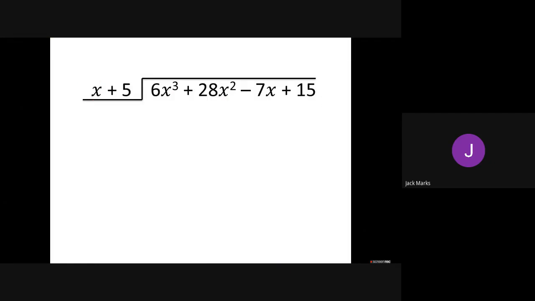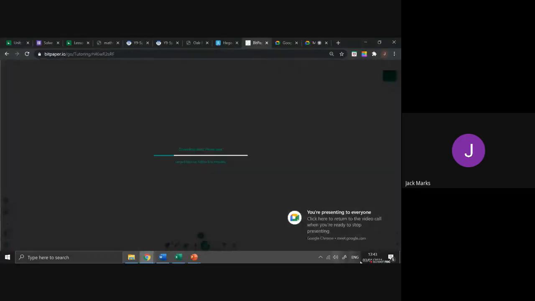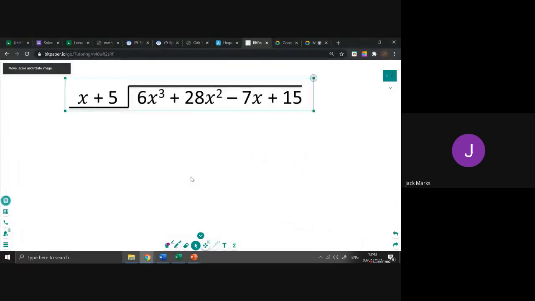So let's do another one here, and we're going to do this one on a whiteboard. So here we go. The question is 6x cubed divided by x plus 5. So what are the steps? First step is look at the highest powers. X, how many times does x fit into 6x cubed? It fits in 6x squared times.